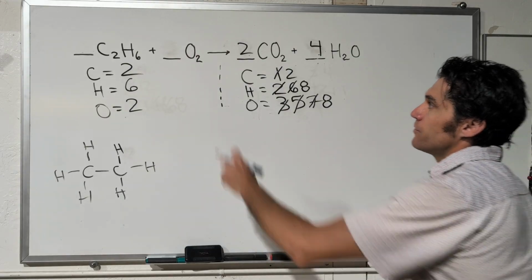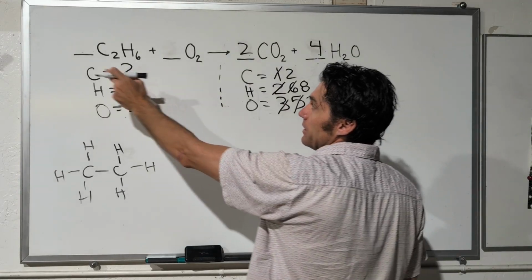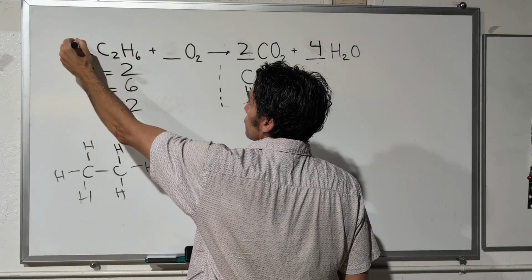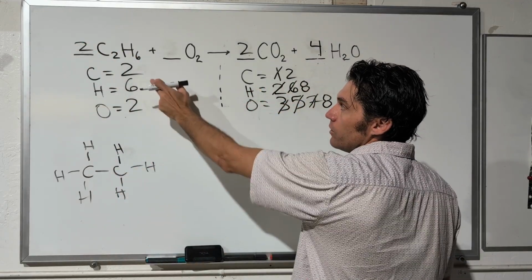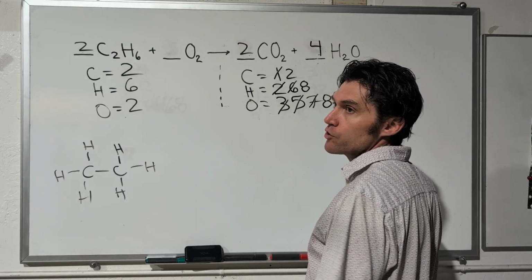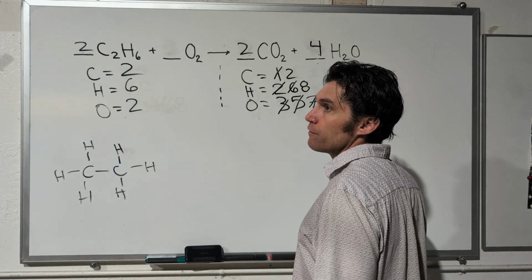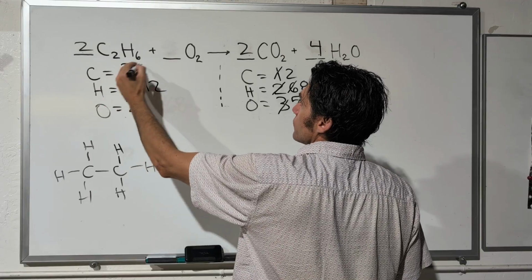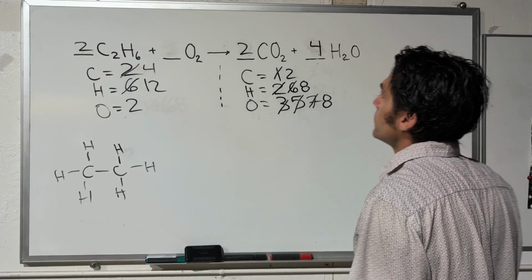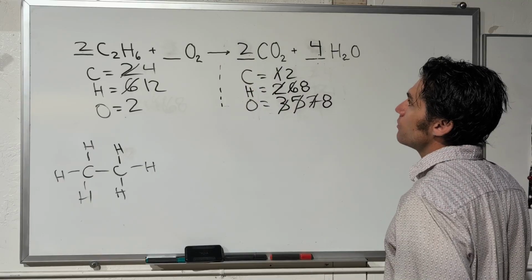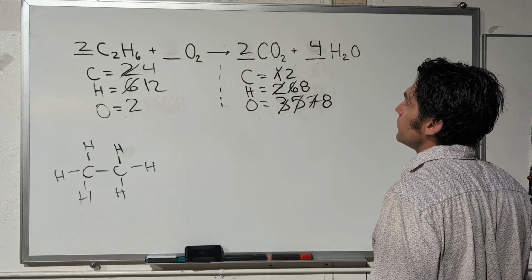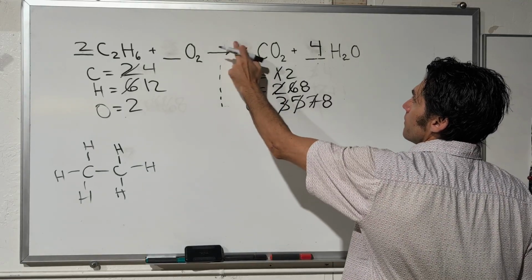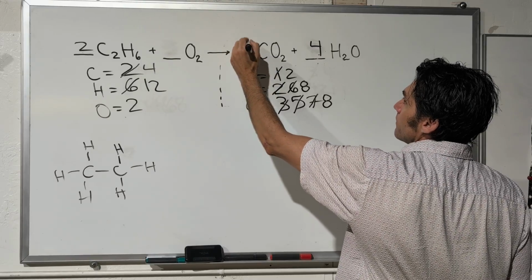Well, we know we're gonna need more on this side. So let's put a 2 right there, because we know we need more hydrogens on this side. So let's just go with the smallest coefficient we can do. That makes this 12, and it changes this to 4. So let's adjust our carbon over here. Let's change this to a 4, because we know we gotta do that.